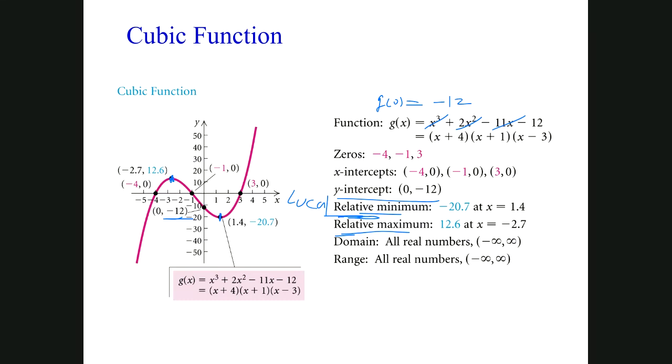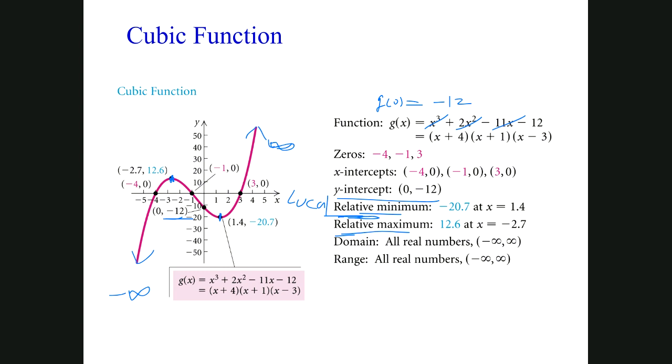Because what is the real minimum and maximum? Well, this cubic function can go all the way to infinity, and this one goes all the way to negative infinity. So there's no maximum or minimum here, basically. All right, but that's called relative because it is local in here.